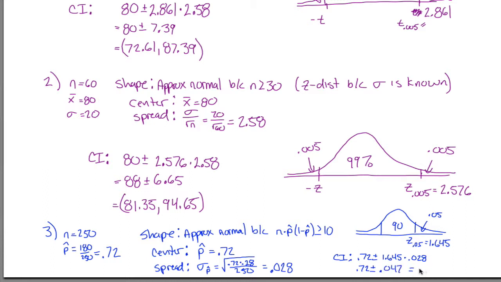So what I get from my confidence interval is if I do 72% minus 4.7%, I get 67.3%. And if I do 72% plus 4.7%, I get 76.7%. And fortunately, that's the end of the perfect problem because I am out of room.